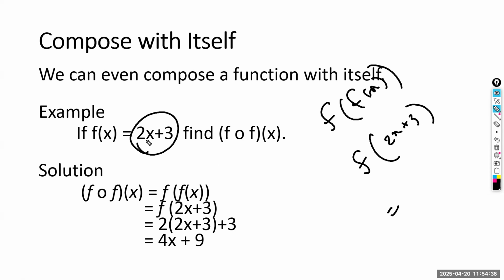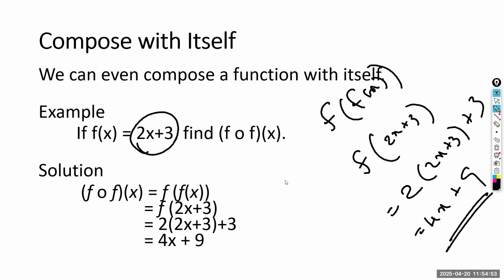So f(x) is this. That means rather than x, you need to put 2x plus 3. 2 times (2x plus 3) plus 3. That is 4x plus 3 into 2 is 6, 6 plus 3 is 9. So the final answer is 4x plus 9.